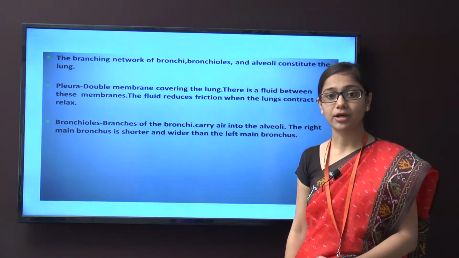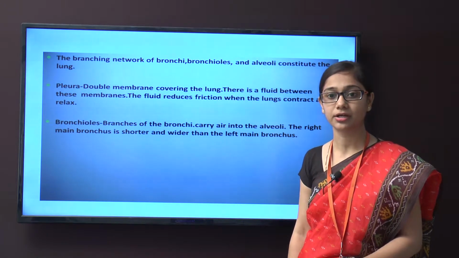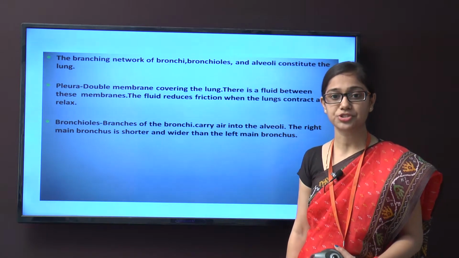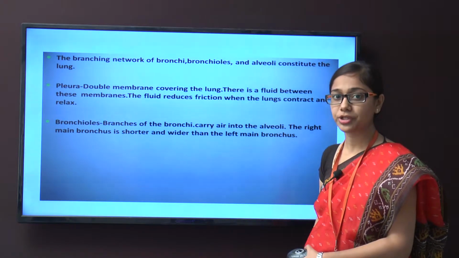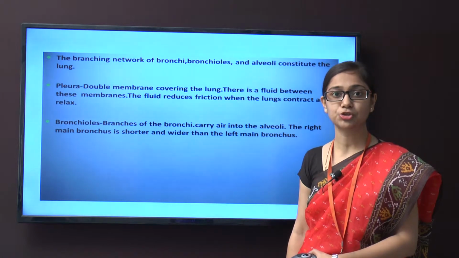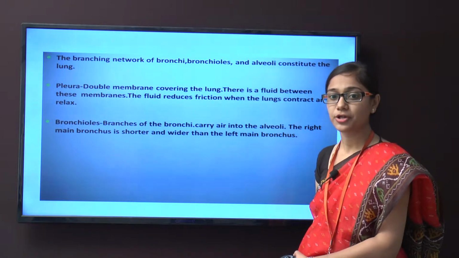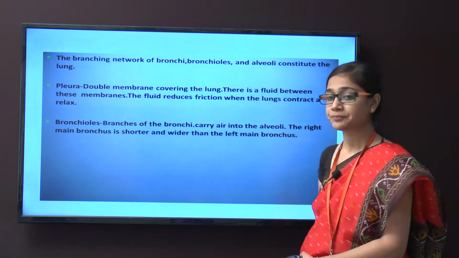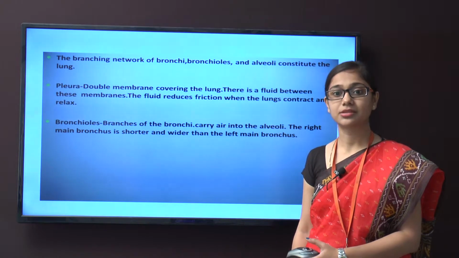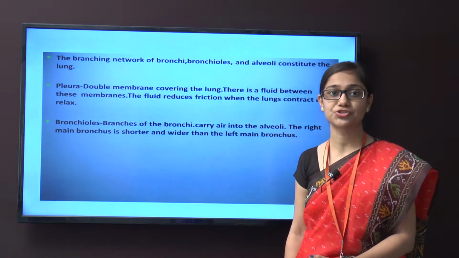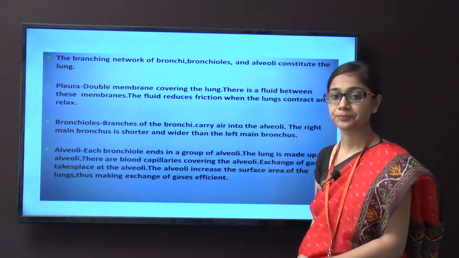Then the pleura is the double membrane of the lung. There is a fluid-like substance between these two membranes. This fluid reduces the friction when the lungs contract and relax. Bronchioles are branches of the bronchi. They carry air to the alveoli. The right main bronchus is shorter and wider than the left bronchus.